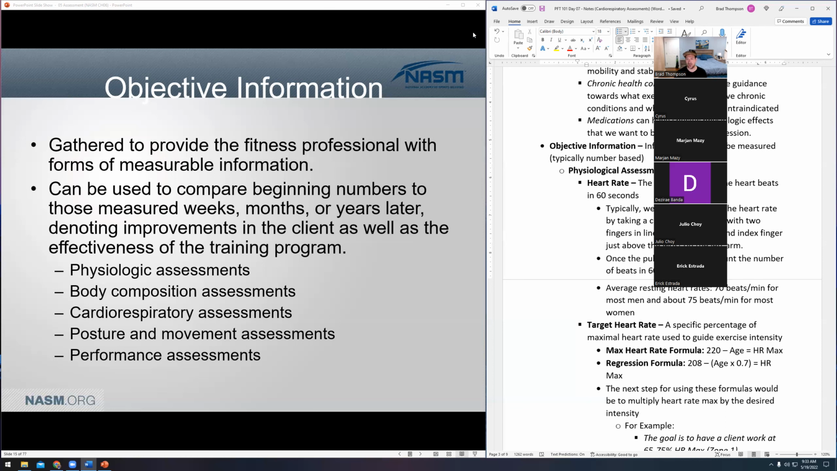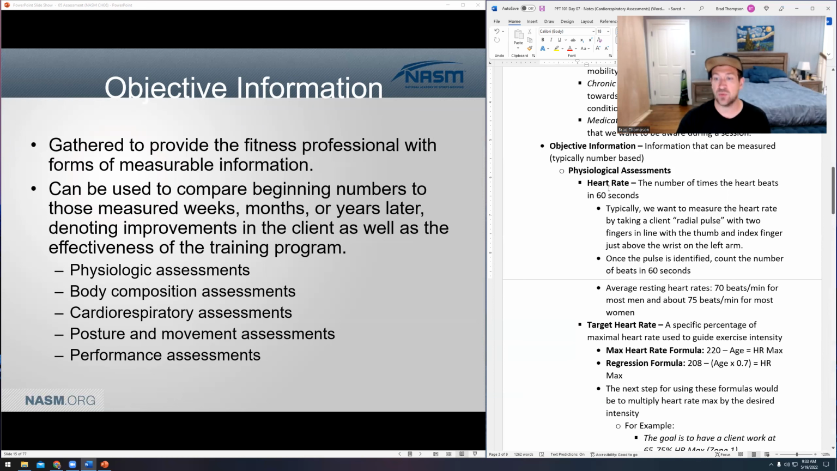They're already at their resting heart rate. So that's why this is the very first thing that we're gonna do. But before we get into that, let's go back and talk about this category. So objective information is information that can be measured about our client. This is our number-based information, right?